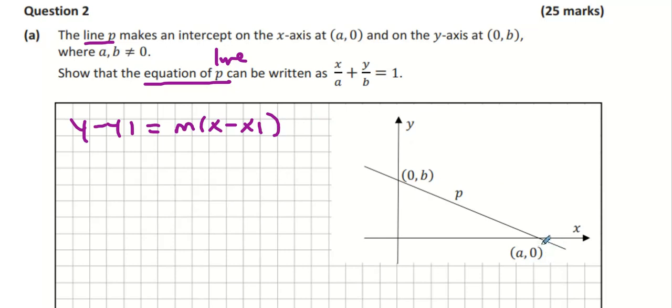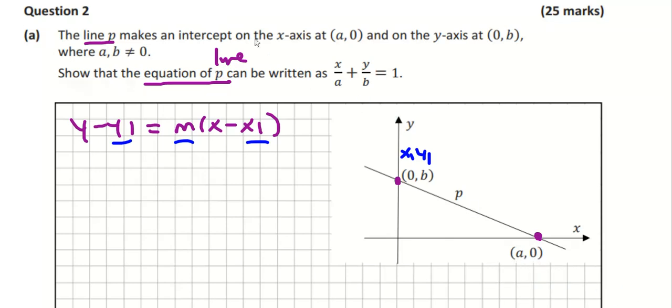First things first, I'm going to find the slope, because I need three parts for this to work. I need y1 and an x1. I can choose either point to be x1 and y1. I can choose this one to be x1 and y1, or I can choose this one. It really doesn't matter. I'll get the same answer.